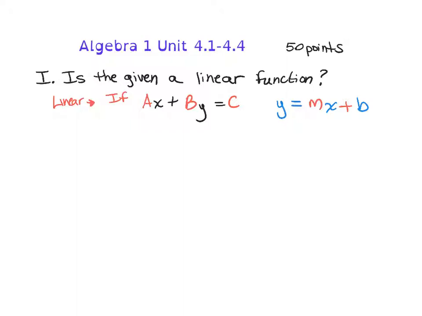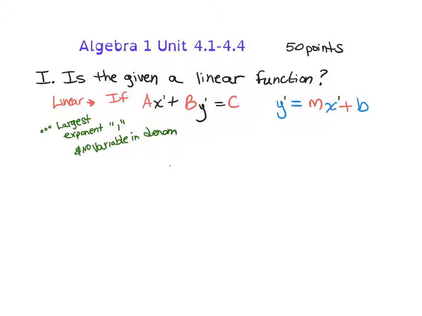All right? The other way of looking at it is, and this wasn't really discussed much, but I did mention it a little bit, if the largest exponent is a 1. In this case, Ax to the 1, it's understood, x to the 1, y to the 1. And there's no variable in the denominator. So I'm going to give you several examples of linear functions.